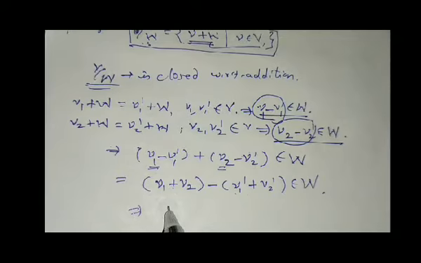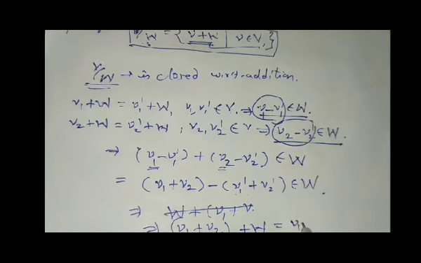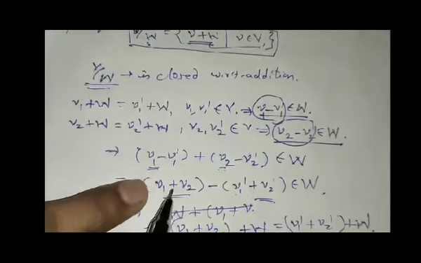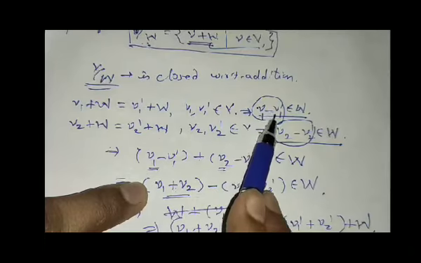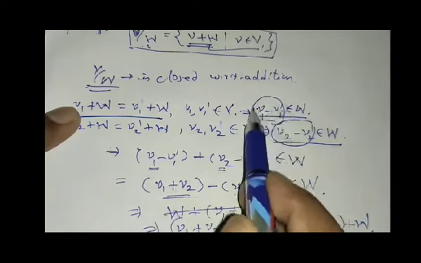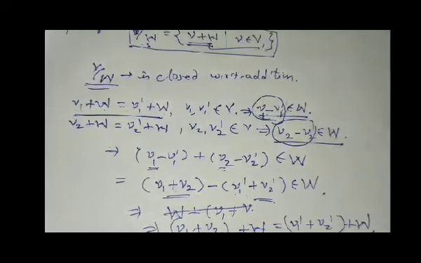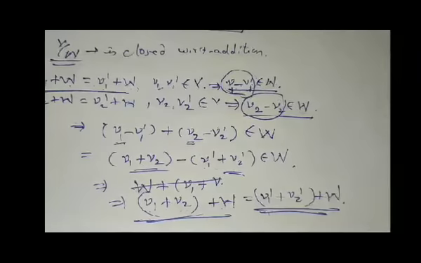So I write here that (v1 + v2) + W is equal to (v1' + v2') + W. These things we can write from these things. Take this as one element and this as the second element. Vice versa, if v1 - v1' belongs to W, then v1 + W is equal to v1' + W. So here (v1 + v2) + W is equal to (v1' + v2') + W. Therefore the addition in V by W is well defined.